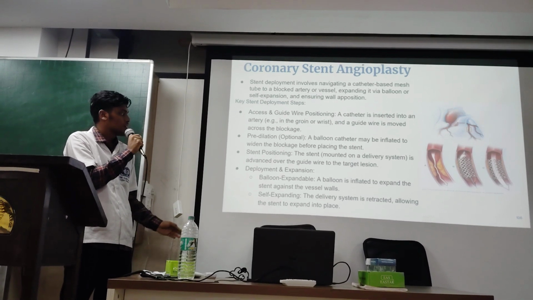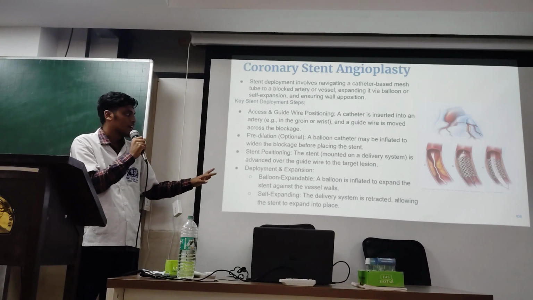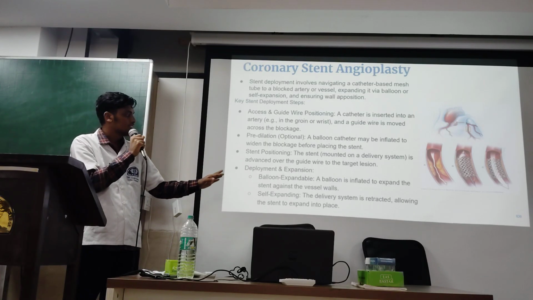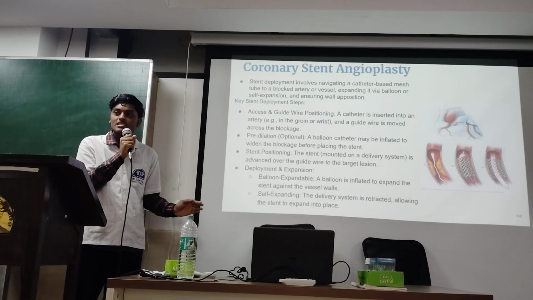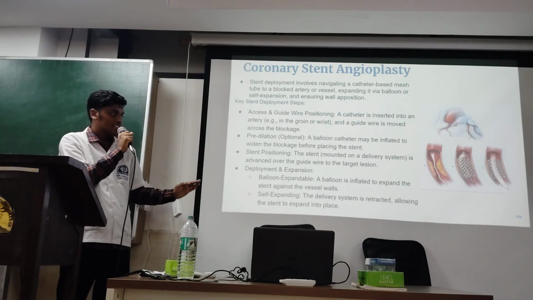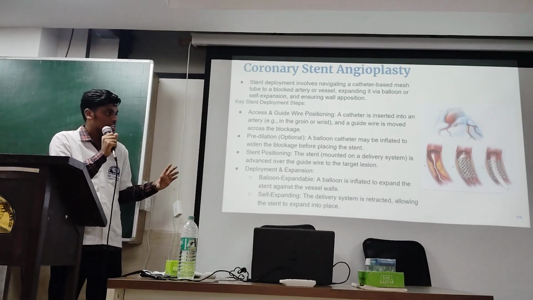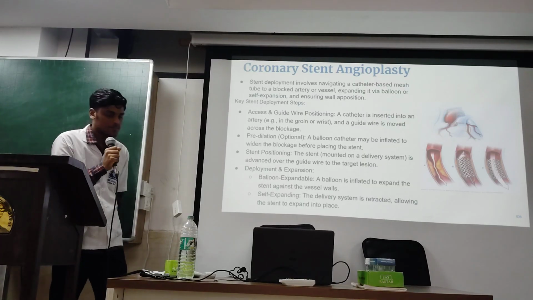In deployment and expansion, in a balloon-expandable stent, a balloon is inflated to expand the stent against the vessel walls. A self-expanding stent is expanded by an external force given to the stent, which expands it and restores the blood flow.